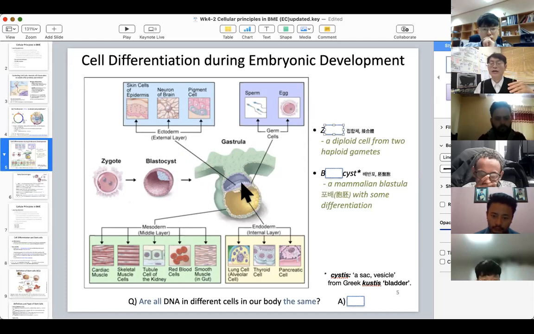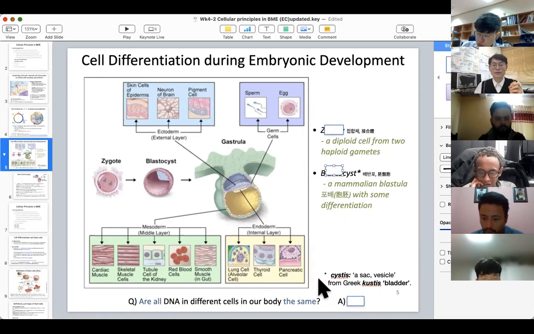middle, and internal layer. Their fates for development are a little different, because ecto goes to skin or neuron or pigment, while the middle mesoderm becomes cardiac, skeletal, or kidney cell, RBC, smooth muscle, while the endo, the inner side, will become a lung cell, alveolar cell, thyroid, pancreatic. Of course, there are some cells which will become germline cells. And so in this mammalian blastula with some differentiation, you see this small inner cell mass that we call blastocyst. Okay. And cyst means a small sac.